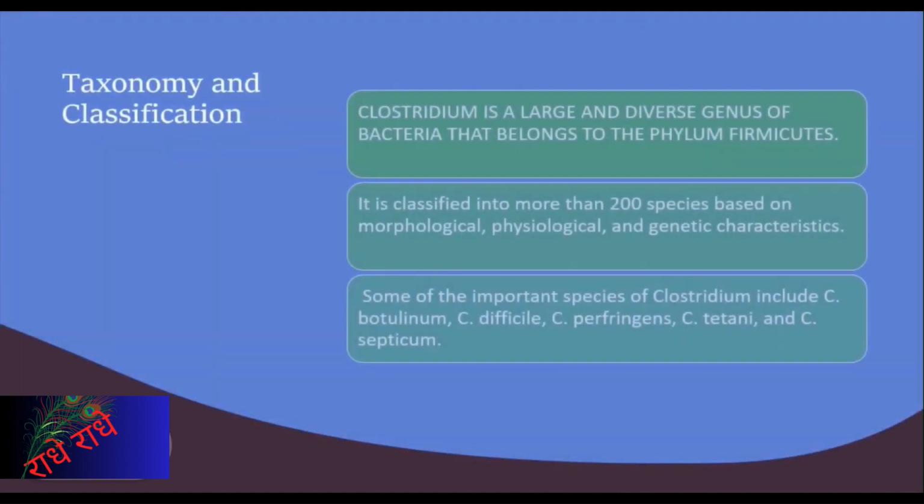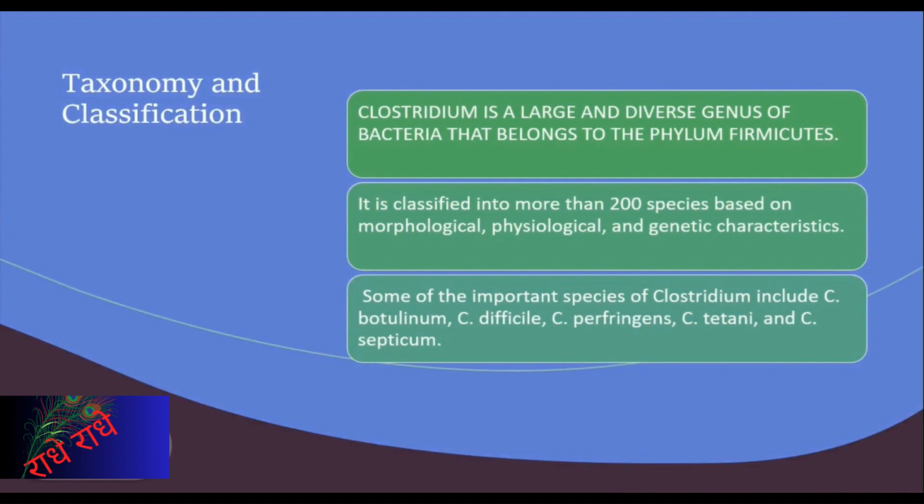Clostridium is a large and diverse genus of bacteria belonging to the phylum Firmicutes. Over 200 species of Clostridium have been identified, including Clostridium botulinum, Clostridium difficile, Clostridium perfringens, Clostridium tetani, and Clostridium septicum. These species are all gram-positive, spore-forming, and anaerobic, and can be found in a wide variety of habitats. They are also responsible for many serious diseases in humans, animals, and plants, which necessitates accurate classification and understanding of their biology in order to develop effective control strategies.